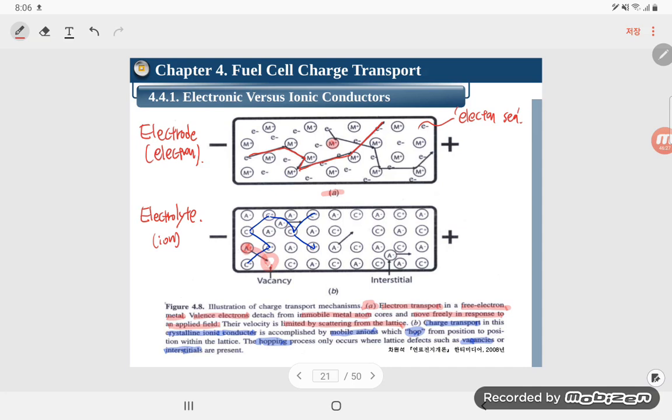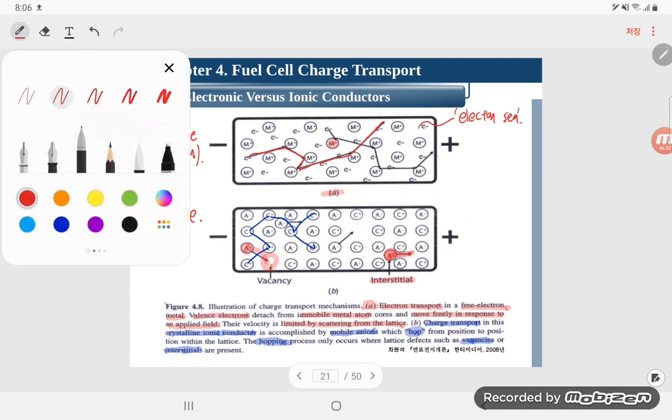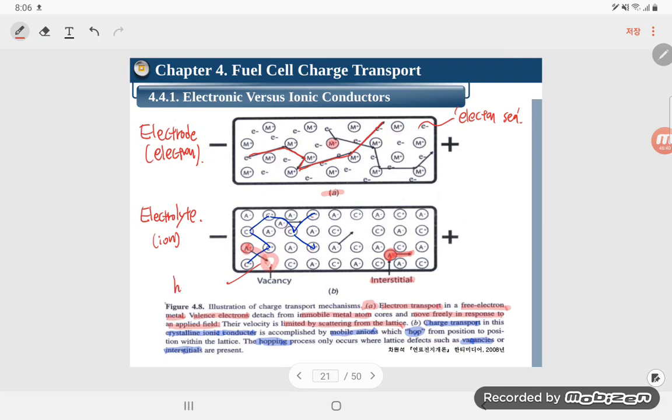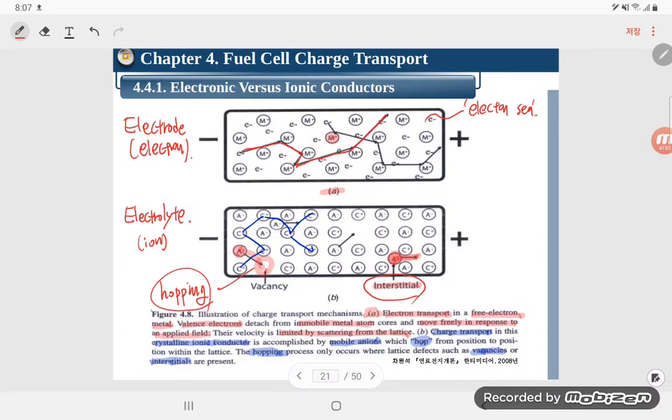Also they can go through between the ions. We call this one interstitial, and we call this one hopping. There are two ways for the transport of ions, hopping and interstitial. The C plus should be fixed and the A minus can move freely, but it is not exactly as free as when we compare it with the electron in the electrode, right?